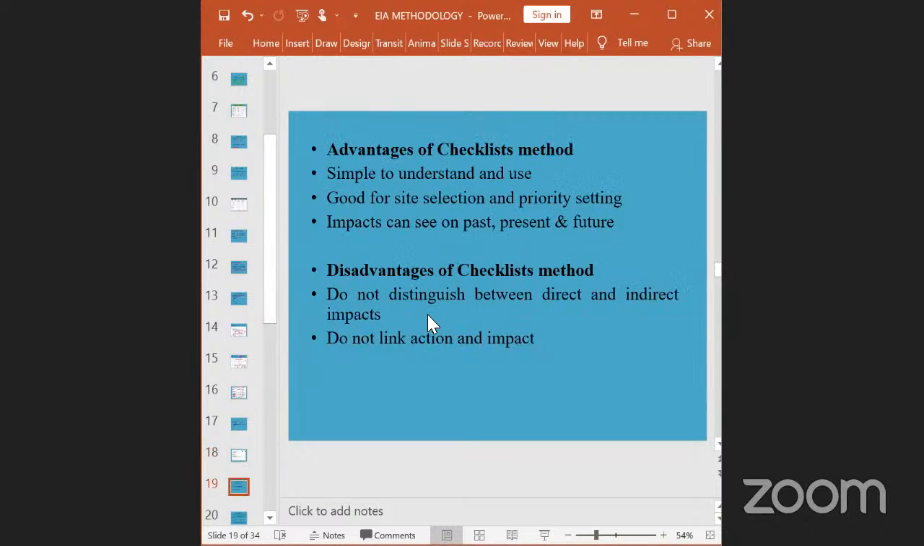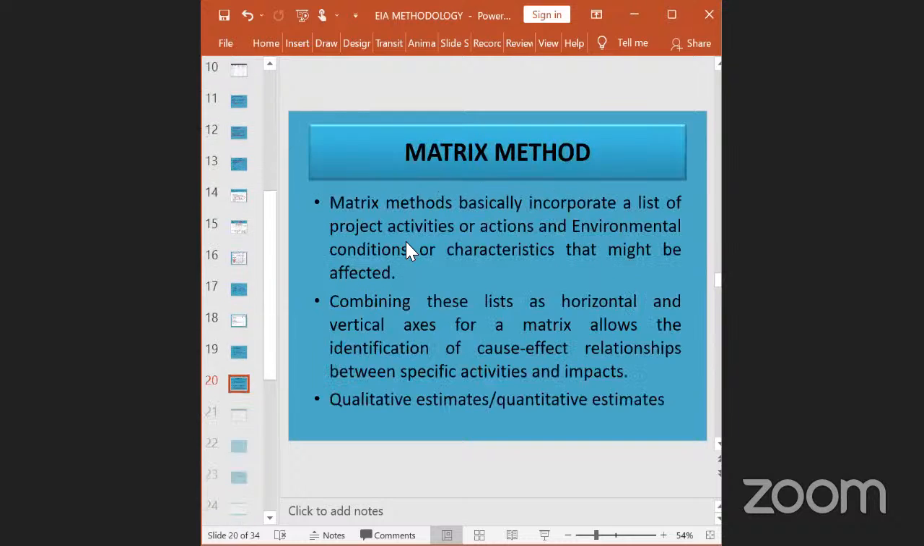Next, advantages and disadvantages. The advantages of checklists: the first is that they are simple to understand and use, good for site selection and priority setting, and impacts can be seen for past, present, and future. Disadvantages: they do not distinguish between direct and indirect impacts and do not link action and impact. So these are some of the advantages and disadvantages of the checklist methods.